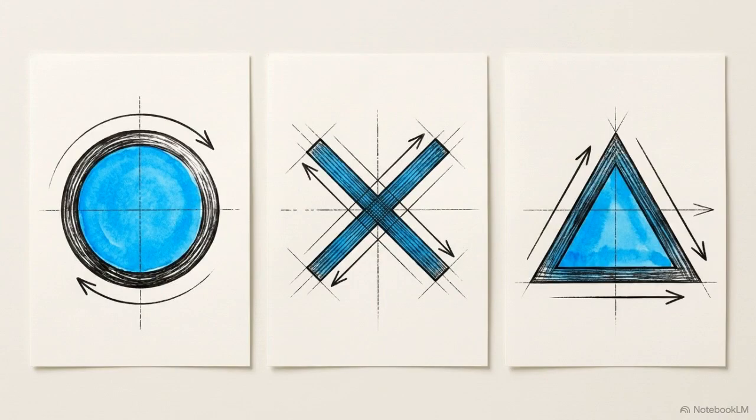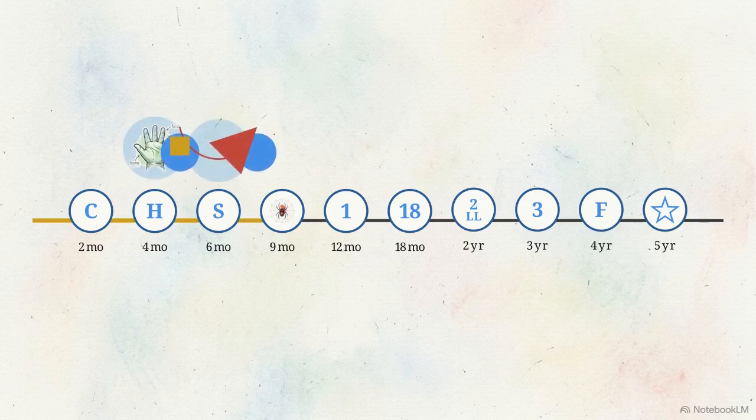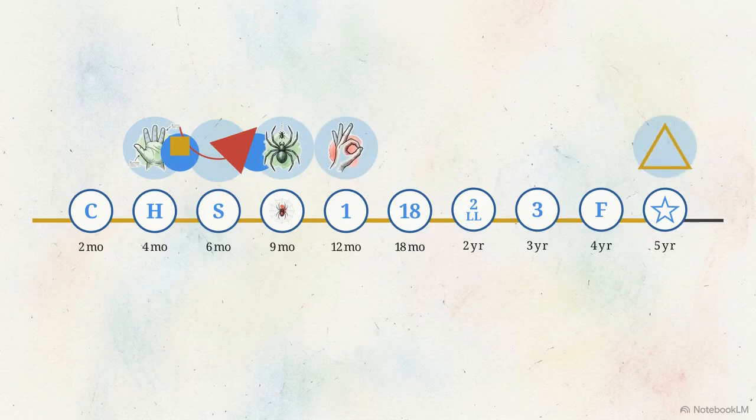Tracking the progression of geometric drawing, from circle to cross to triangle, provides a reliable baseline for fine motor and cognitive maturation. The completed matrix provides a single, unified view of pediatric development from birth to 5 years. By viewing these milestones as a sequence, we can follow specific skills as they evolve, such as watching a simple hand reach at 4 months mature into the ability to draw a triangle at age 5.